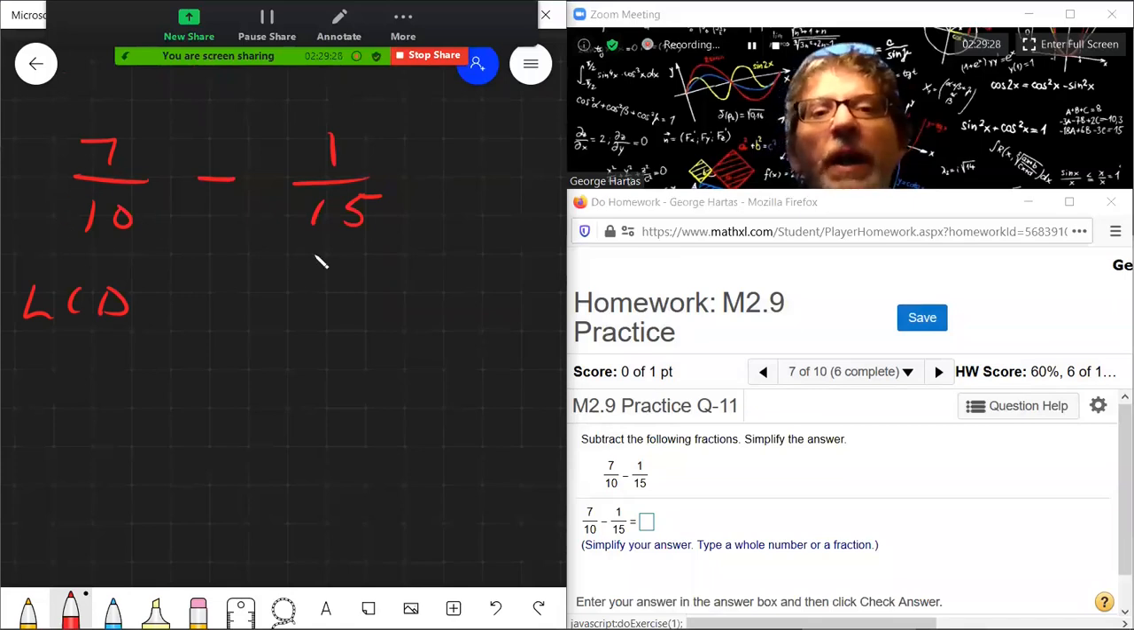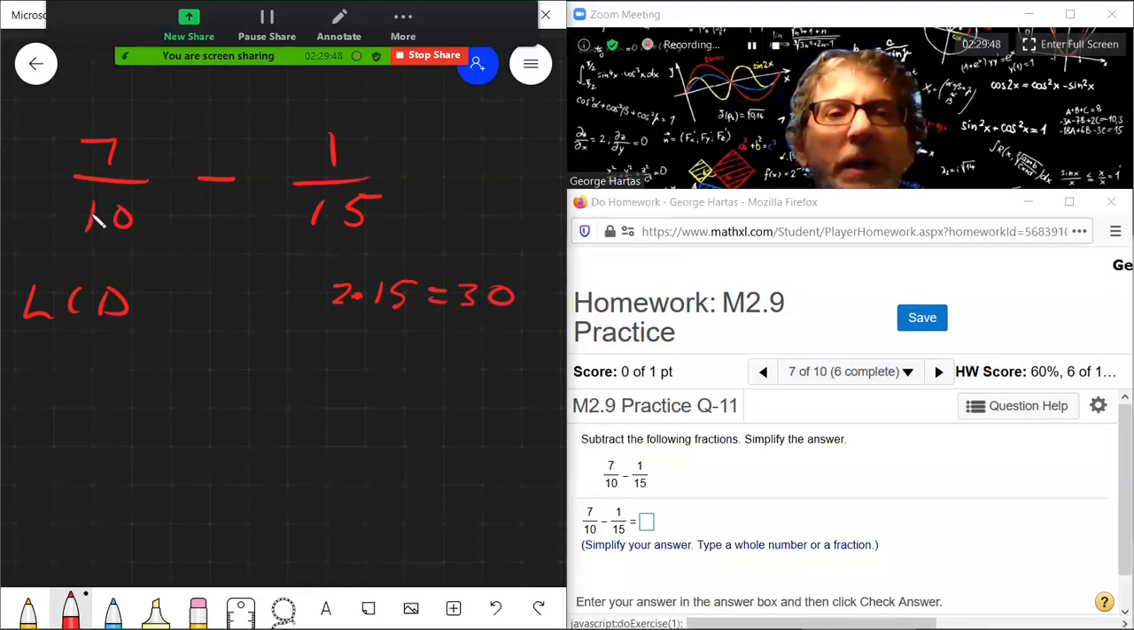Can 10 divide into 15? No. Take the bigger number and multiply it by 2, the next multiple, right? It's one list. That's why they call it the one list of multiples. We're doing multiples of the bigger number. And 2 times 15 is 30. Can 10 divide into 30? Sure can. We got our LCD.